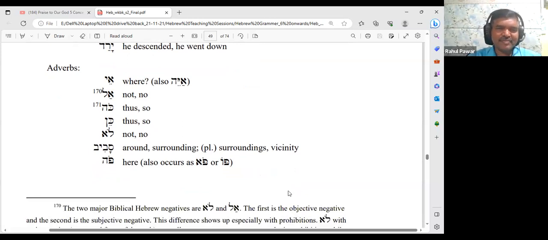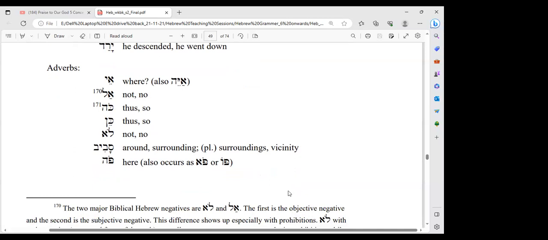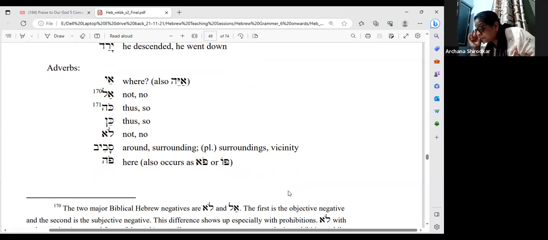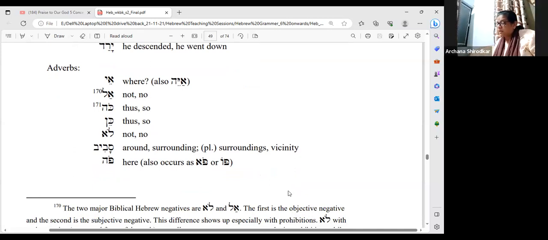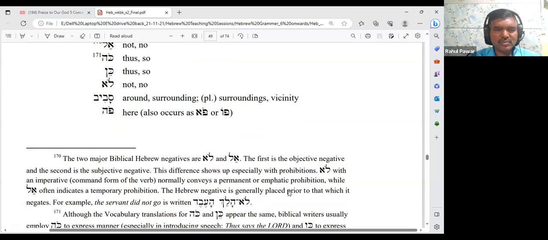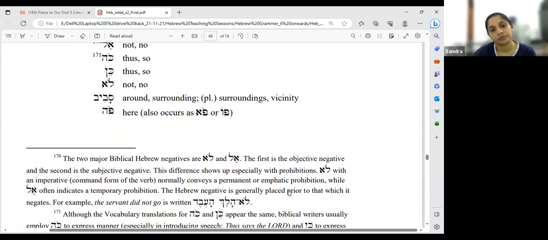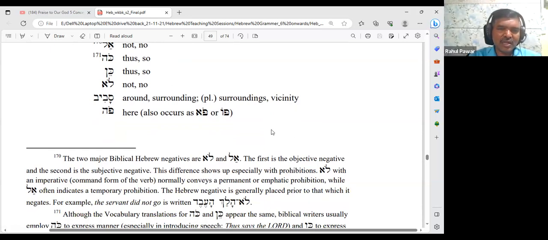Ay, or eh: where? Then al. Al means not, no. Then ko. Ko is thus, so. Ken is also thus, so. Lo means permanent no, not, no. Then saviv. Saviv is around, surroundings, vicinity. Then po. Po is here. In construct state, it can be used like this also. Po, or with aleph.